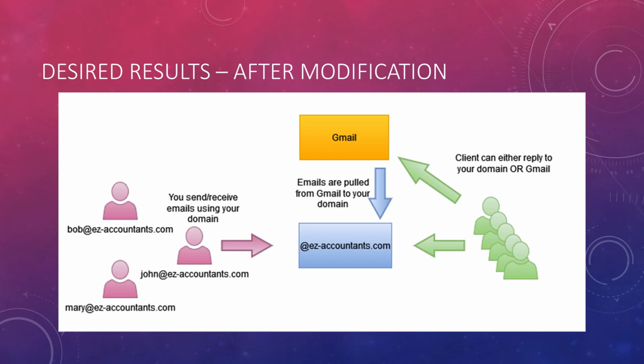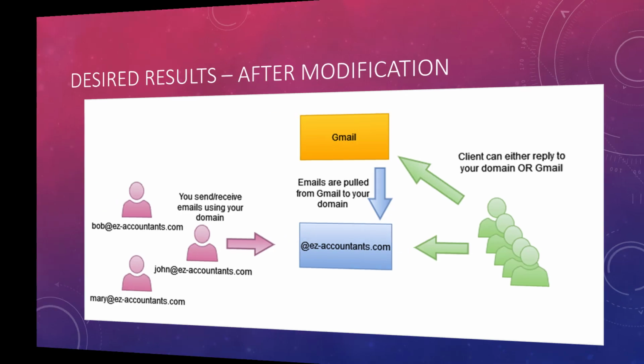For this discussion, assume your Gmail address is easyaccountants@gmail.com, and your new address will be john@easyaccountants.com. In other words, your private domain will be easyaccountants.com, so let's talk about the steps you need to take.